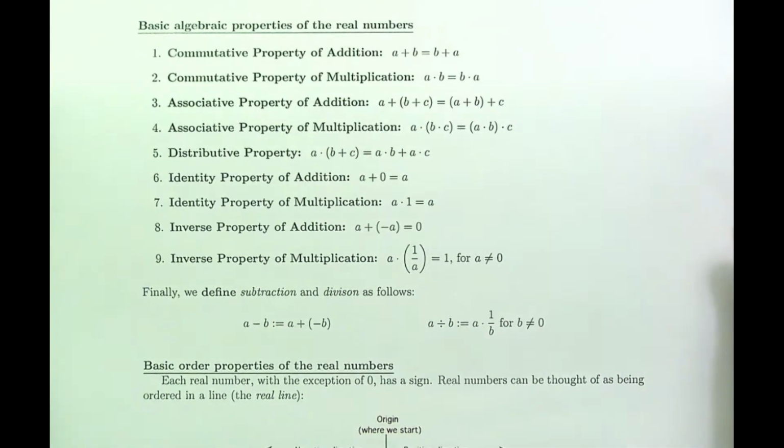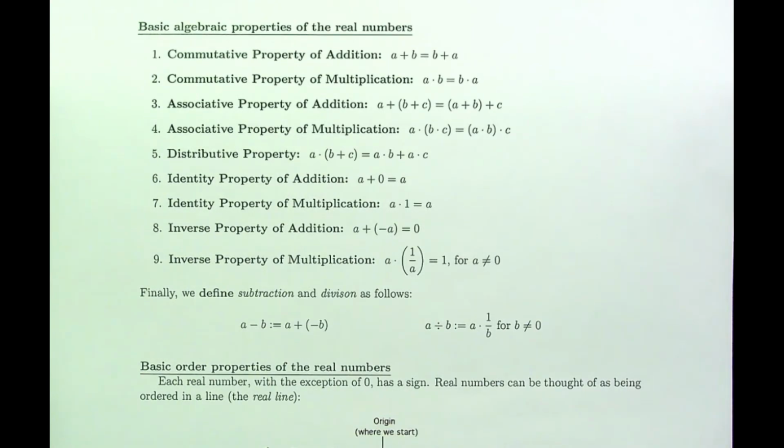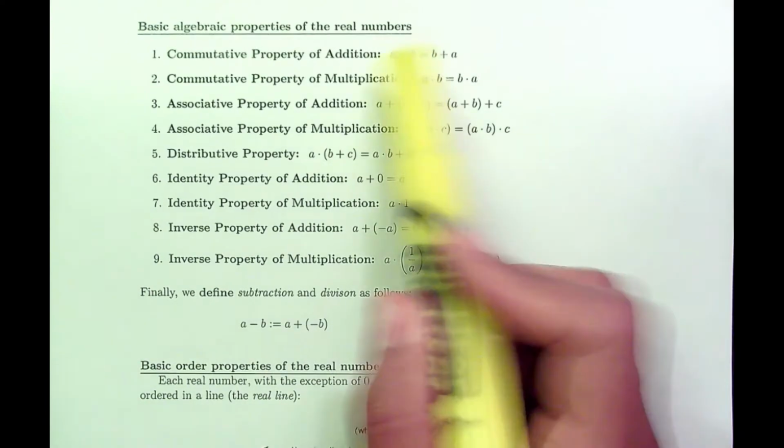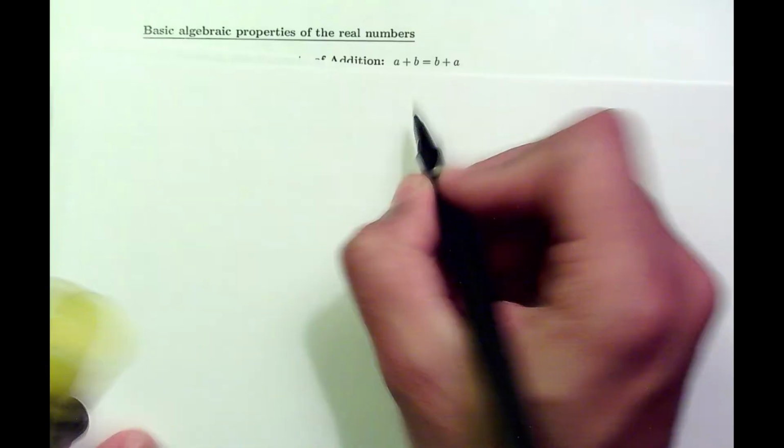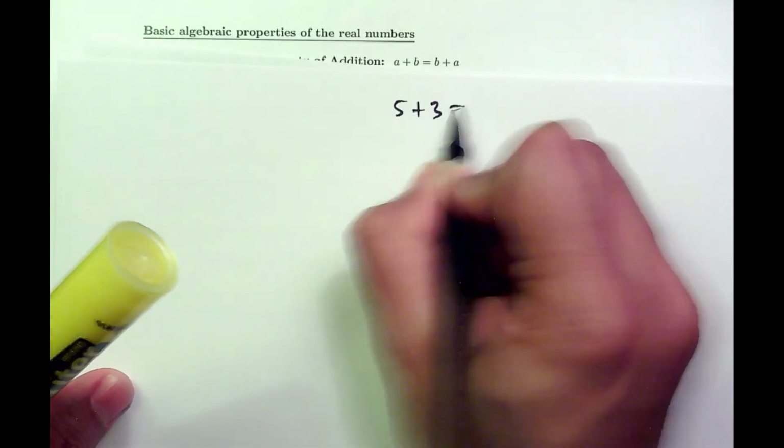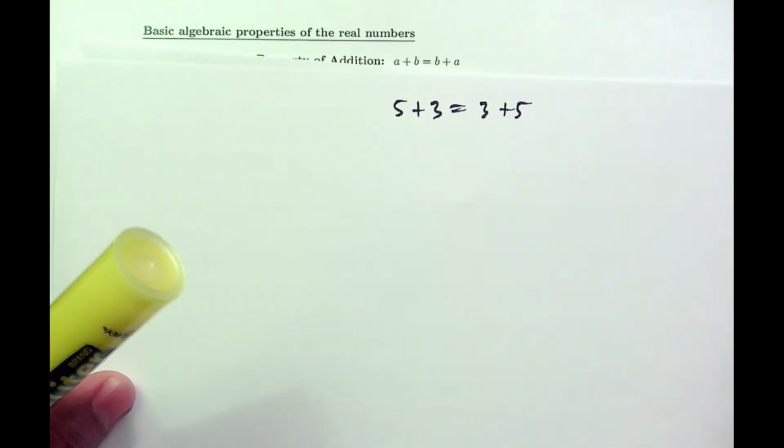Here are the basic properties. You have the commutative property of addition, meaning if you add two things, the order in which you add two numbers does not matter. A plus B is the same as B plus A. So 3 plus 5 is the same as 5 plus 3. That's called the commutative property.